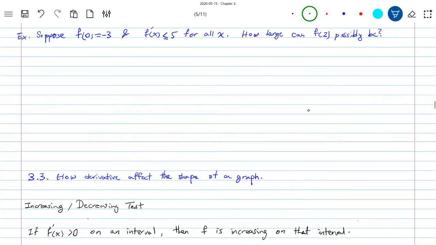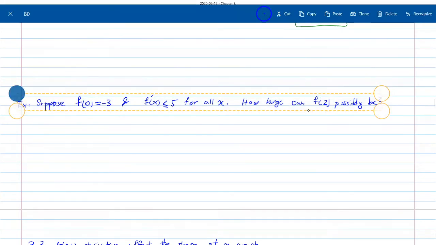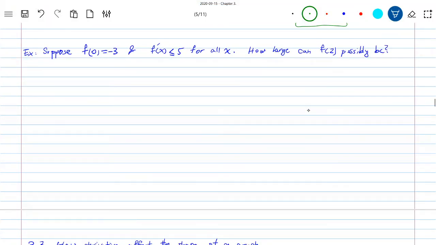Okay. Here is one more consequence of this mean value theorem. This is used for approximation. Let me shift this up a bit. Okay. Suppose f of 0 is given as negative 3. So I want you to think about this as, given a function at the point 0, the y value is given as negative 3. So let's say this is negative 3. This is a point. And they say the derivative at every point is less than 5.